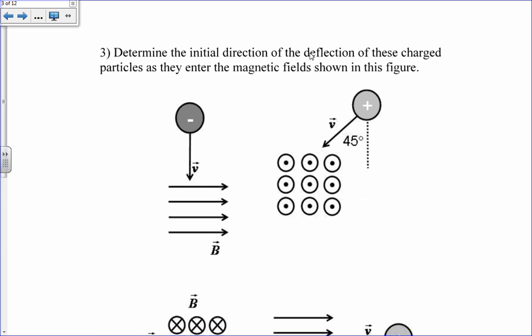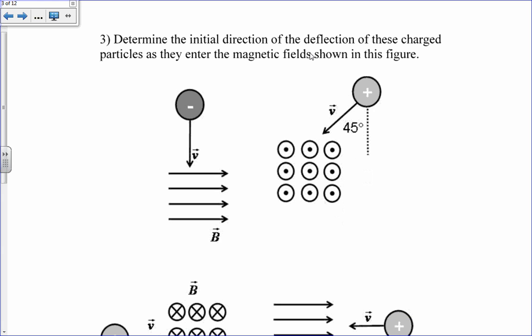Now determine the initial direction of the deflection of these charged particles as they enter the magnetic fields as shown. Here, the force on this particle is into the page. Notice that the particle is negatively charged, so use your right-hand rule. You'll find that the force is out of the page, and then you recognize that it's a negatively charged particle, and so it's opposite that. This particle is going to bend into the page away from you.